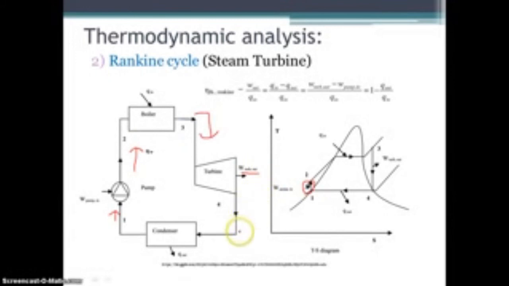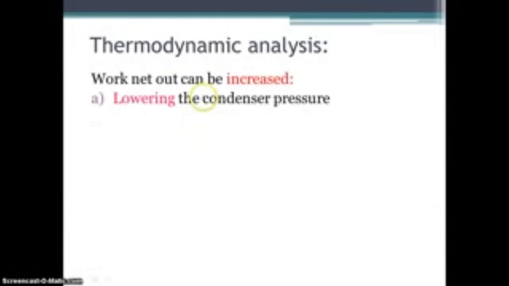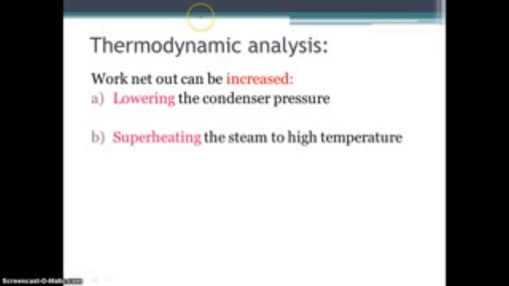At step 4, steam enters the condenser to cool down to saturated liquid at constant pressure, then enters the pump again to complete the cycle. The efficiency of the Rankine cycle is the same as the Brayton cycle. The net work output for the Rankine cycle can be increased by lowering the condenser pressure, superheating the steam to high temperature, and increasing the boiler pressure to a higher pressure.